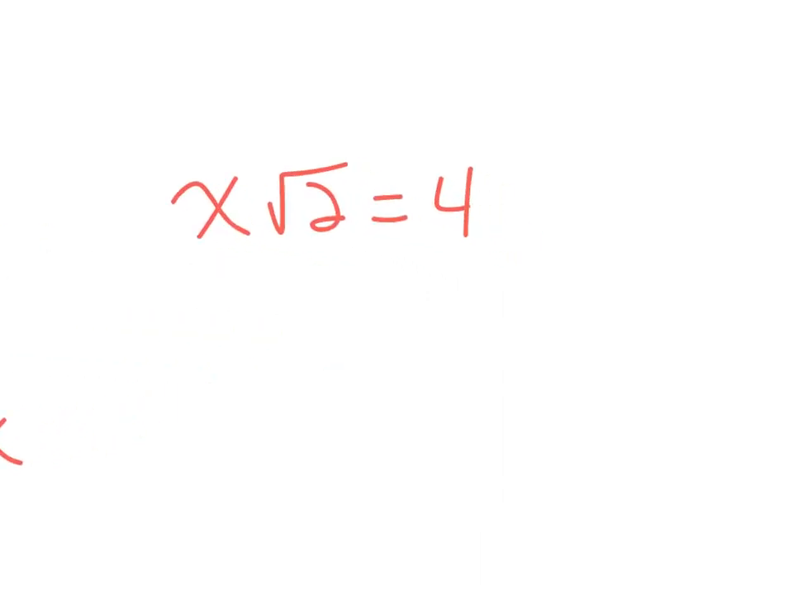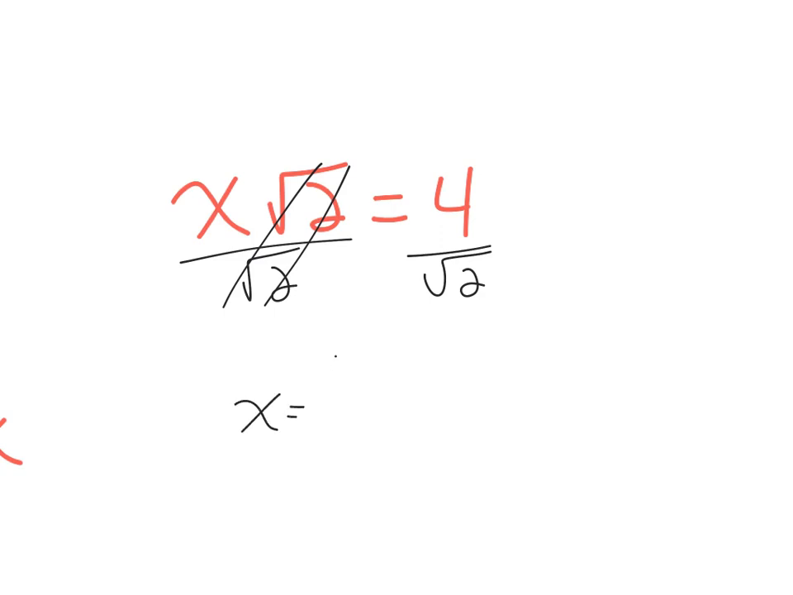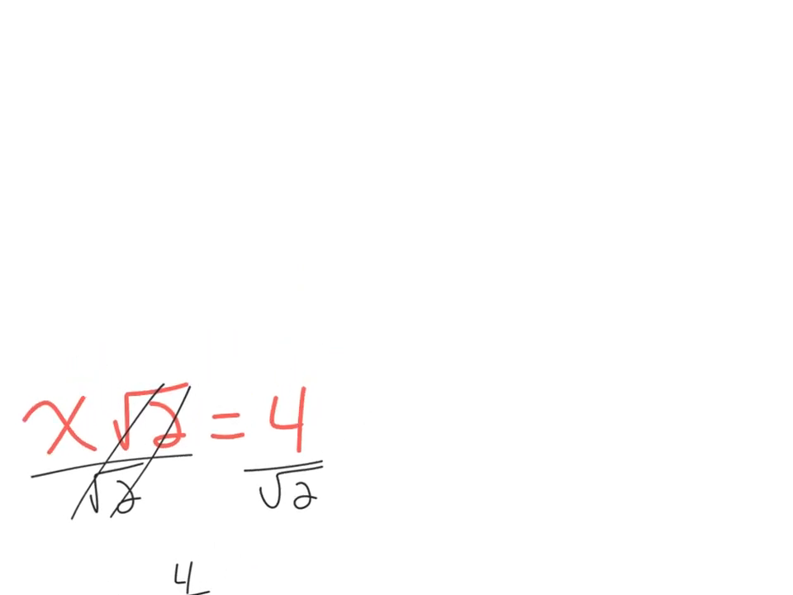But this creates a little bit of a problem for us. If I divide both sides by the square root of 2, the square roots of 2 cancel, and I get that x is 4 over the square root of 2. So I'm going to write that down here. Unfortunately, guys, I'm going to write a little blurb up here. A radical can't be in the denominator.